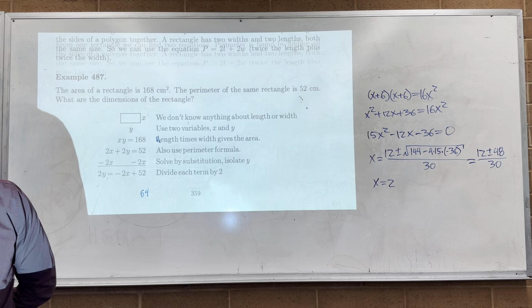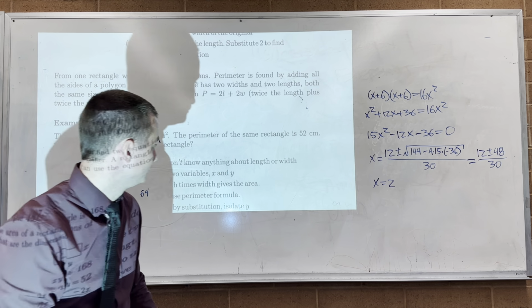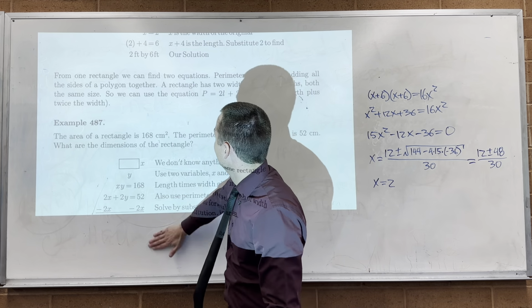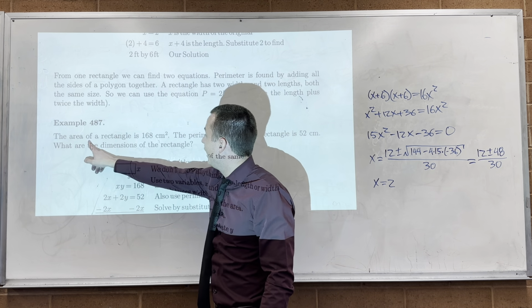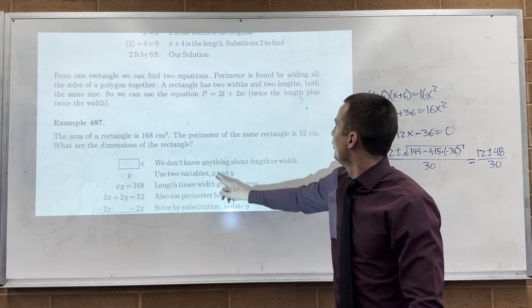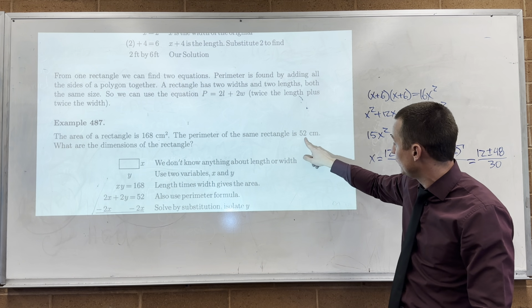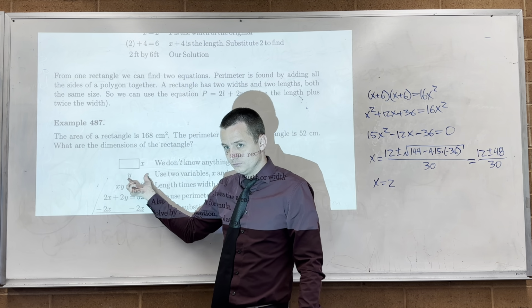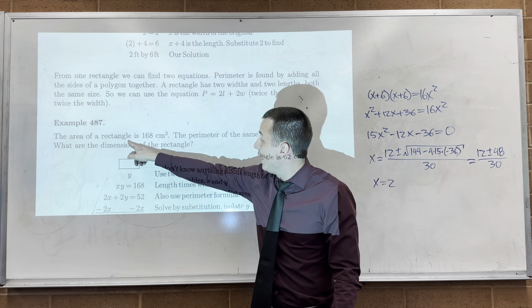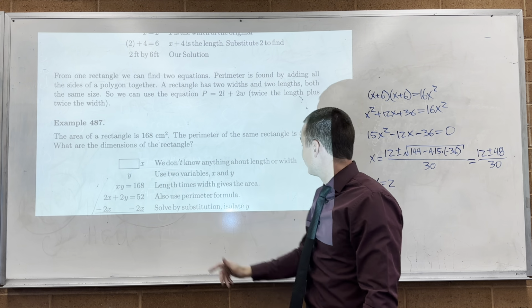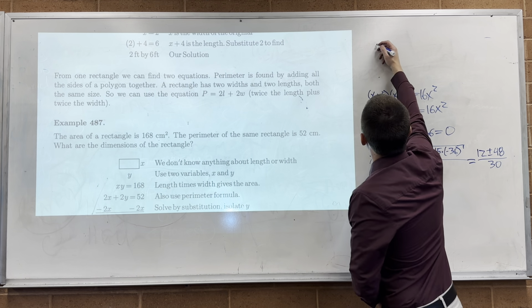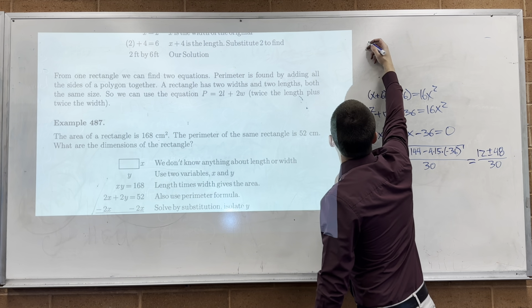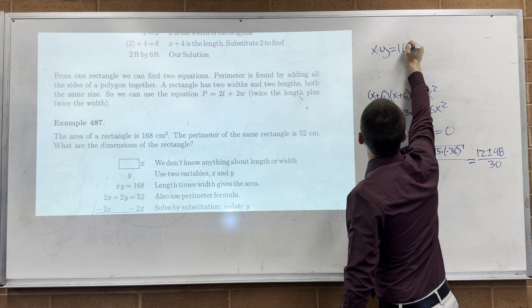Same concept there. Let's try an equation like this one. All right. So, reading through this example, the area of a rectangle is 168 centimeters squared. The perimeter of the same rectangle is 52 centimeters. What are the dimensions of the rectangle? So I've got some rectangle here. What do I know? I know the area of the rectangle is 168. So its length times its width is 168. So we're going to call its length x and its width y. So length times width I know is 168, or in other words, x times y is equal to 168.